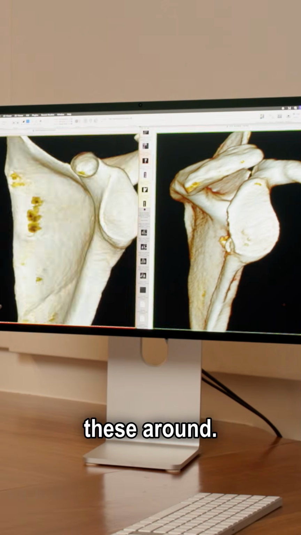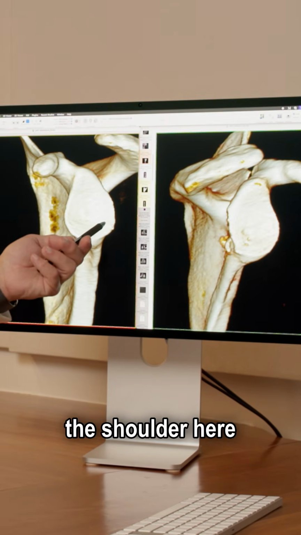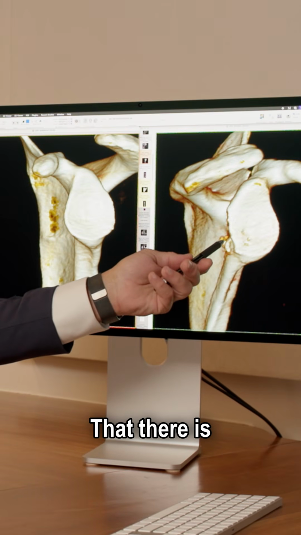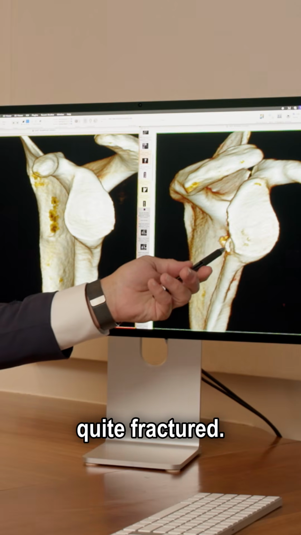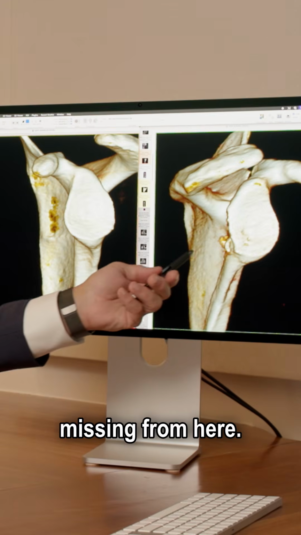We can spin both these around. So this is the uninjured side. You can see this is the back of the shoulder here, and this is normal. And this is what it shouldn't look like. That there is quite fractured. See a little chip of bone down here. It should look like that. There's a lot of bone missing from here.